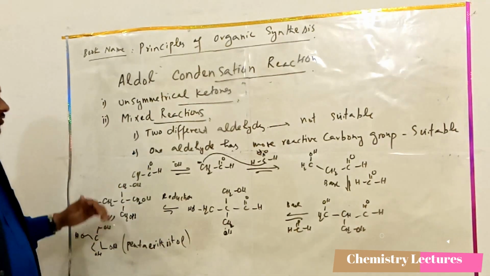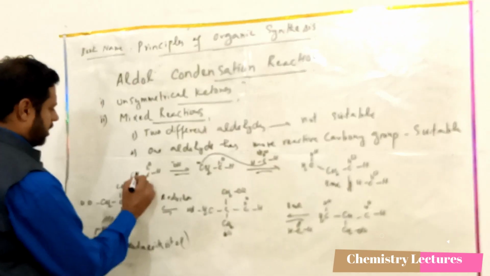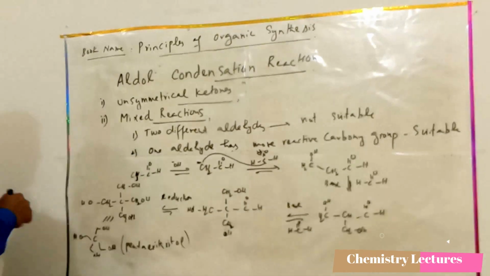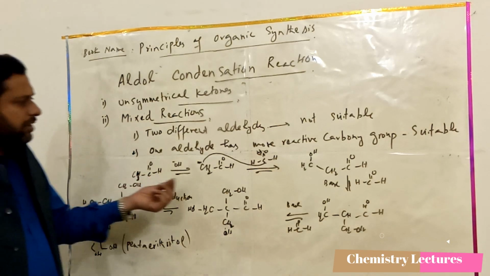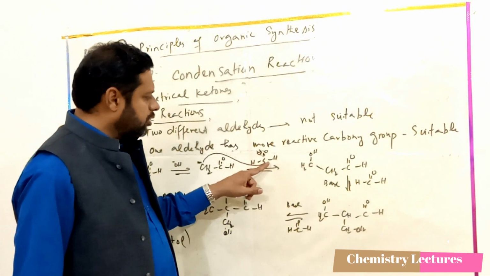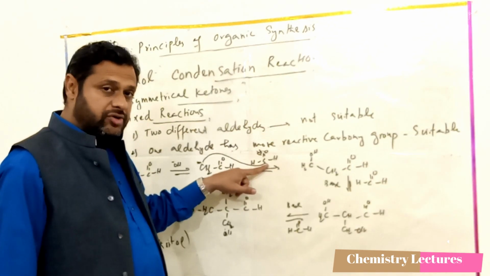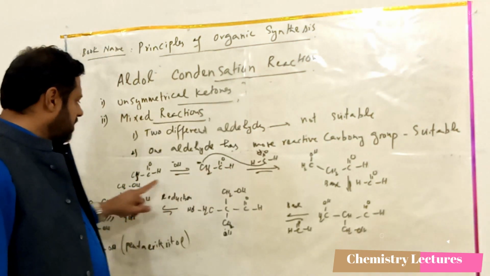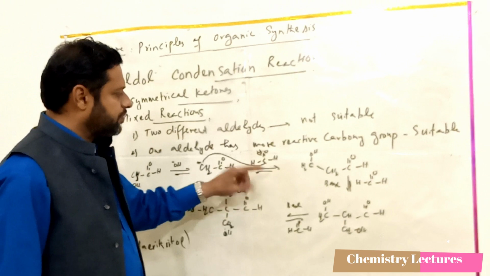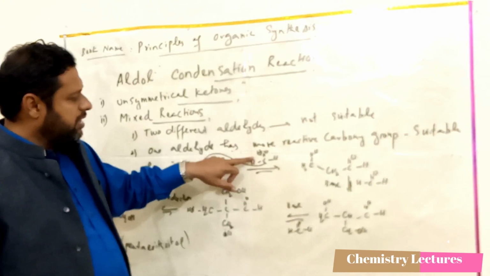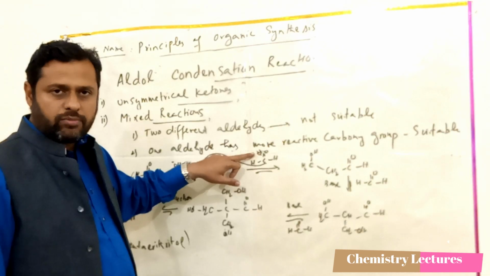For example, if we carry out a reaction between acetaldehyde and formaldehyde, you can see that acetaldehyde has a carbonyl group to which one methyl group is attached, but formaldehyde has a carbonyl group in which two hydrogens are present. So this one is more reactive due to less steric hindrance. So the carbanion formed from acetaldehyde will always attack this one. And second, formaldehyde has no active methylene carbon, so no carbanion is formed from formaldehyde.